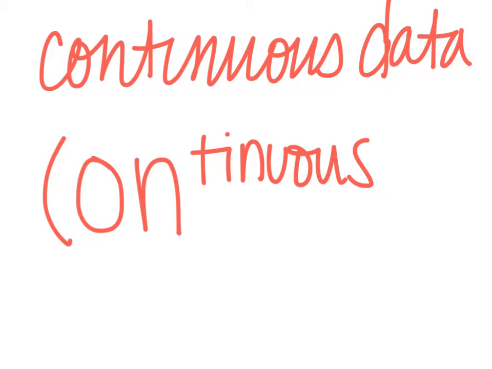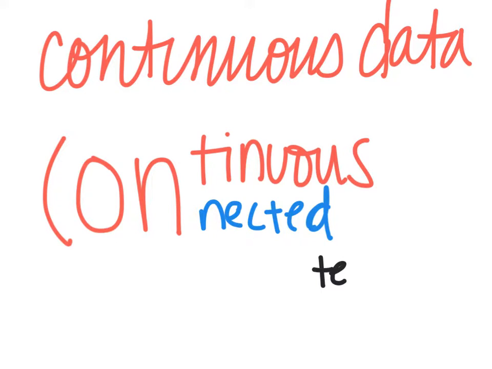We spent today learning about continuous data. Continuous data is data that is connected. Like we talked about, a number of children, a quantity of children, would be discrete. This time, some examples of continuous would be things like temperature.